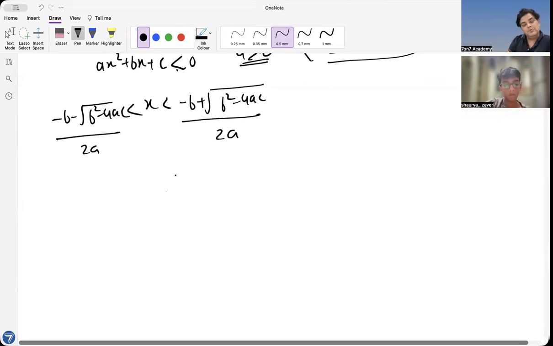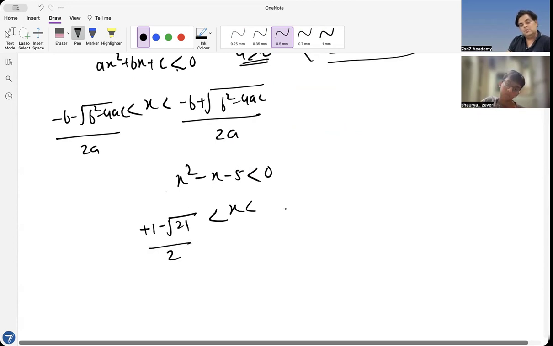Sometimes you get something random like x square minus x minus 5 less than 0, which you can't factorize. If they ask you to solve it, you always write in between 1 minus root of b square minus 4ac, so 21, over 2, and 1 plus square root of 21 over 2. Understand? You can write that with your eyes closed.